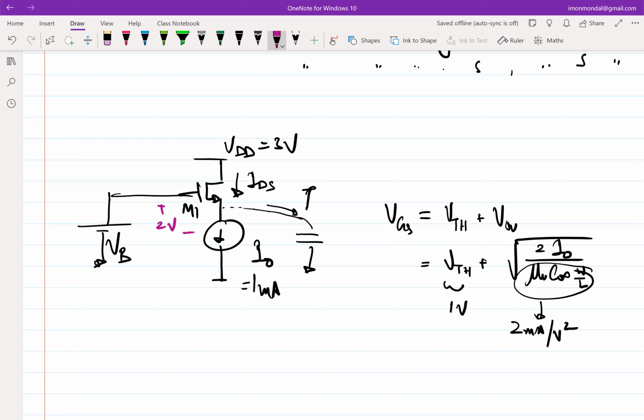Why? What is so holy about 1 volt? Otherwise, it will go into saturation region. So, why do you say so?